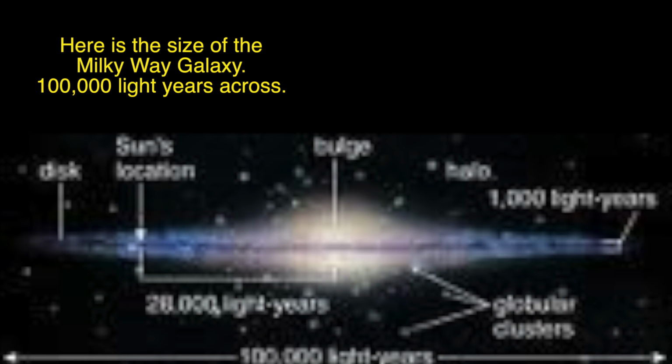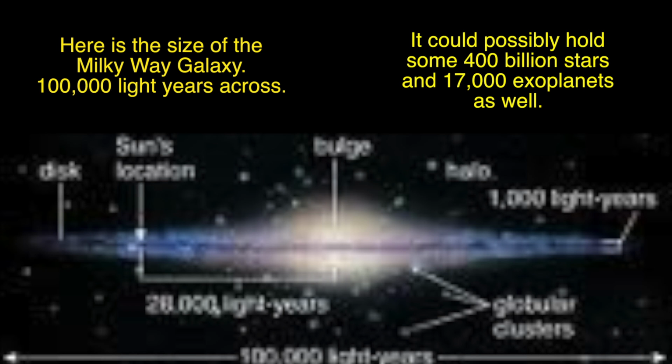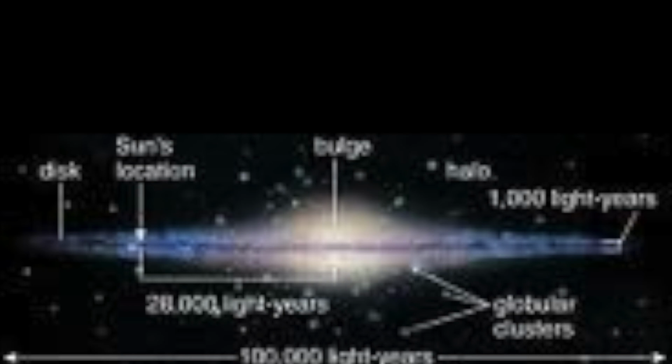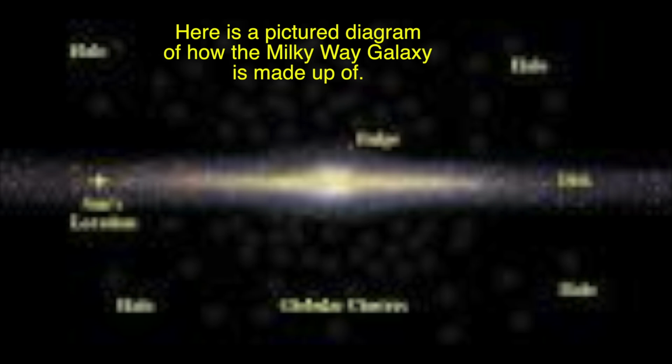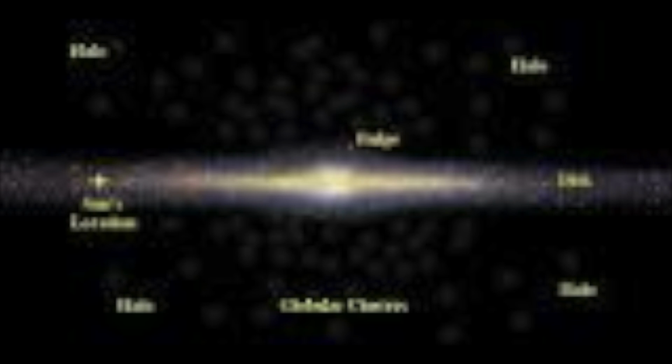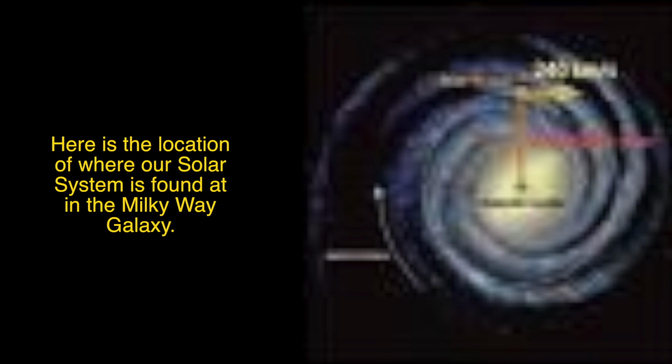Here's the size of the Milky Way galaxy, 100,000 light years across. It could possibly hold some 400 billion stars and 17,000 exoplanets as well. Here's a picture diagram of what the Milky Way galaxy is made up of. Here's the location of where our solar system is found in the Milky Way galaxy.